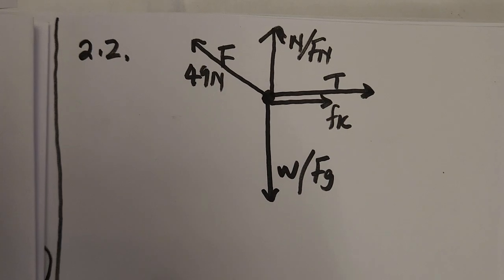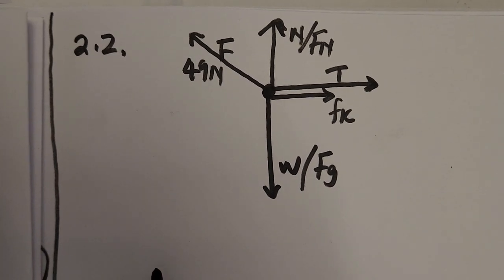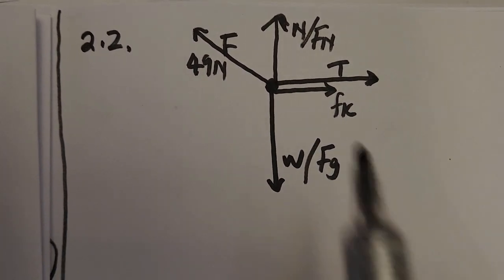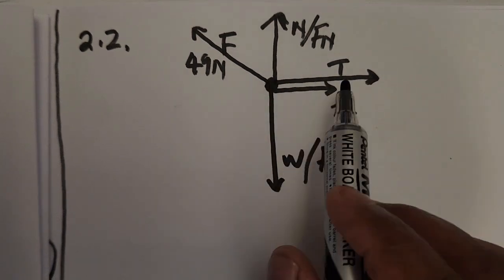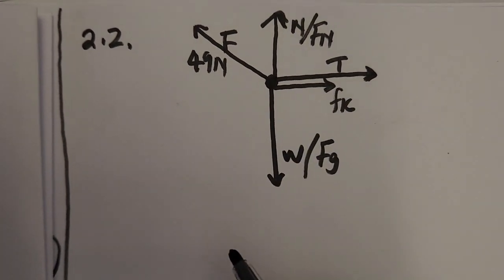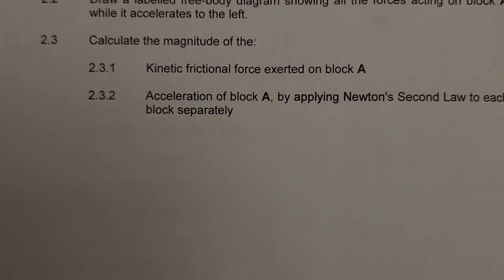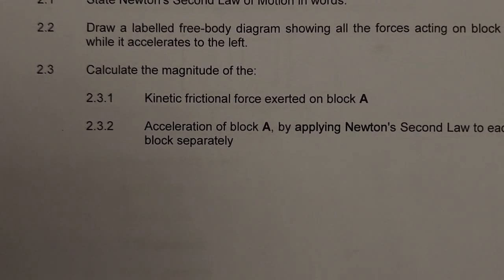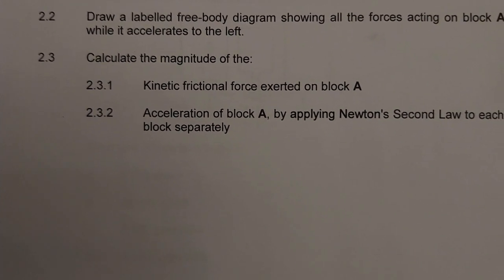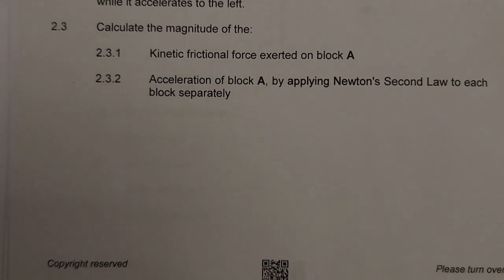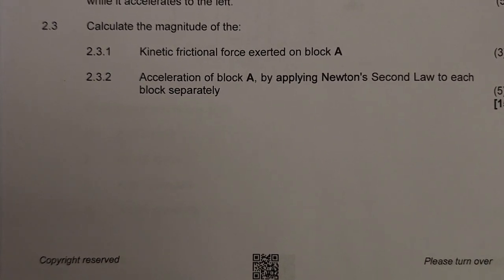This is the free body diagram for 5 marks. Each force, remember, is getting 1 mark. 1, 2, 3, 4, 5. That is the 5-mark question as per this one. We go to 2.3. It has got 2 sub-questions, there's a 2.3.1 and 2.3.2.